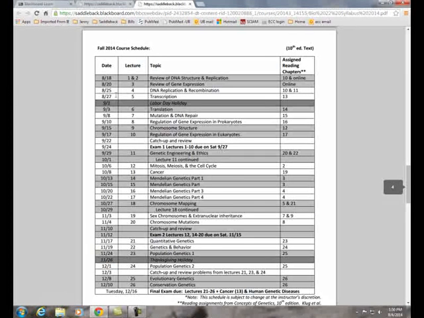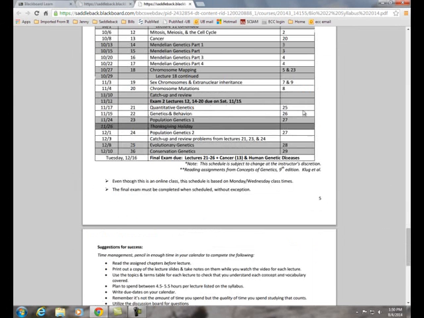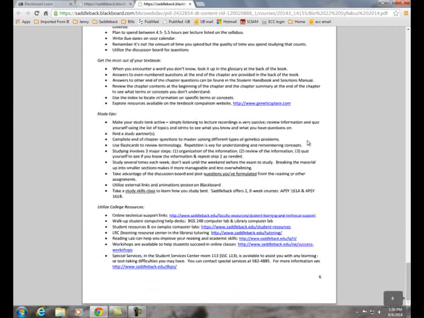In the syllabus, we have the lectures and the dates that they are assigned, as well as the assigned reading. And so I have 2 pages here for you, one for the 10th edition textbook and a second page for the 9th edition textbook. Okay. In the syllabus with some suggestions for success and some links for college resources.